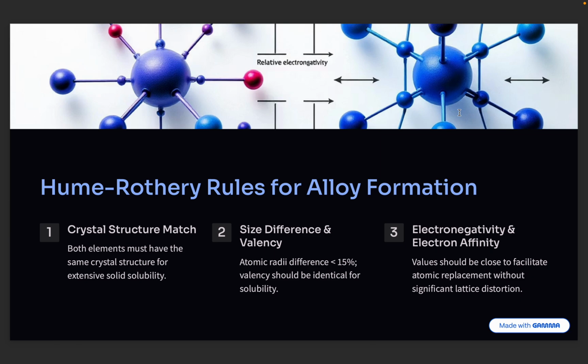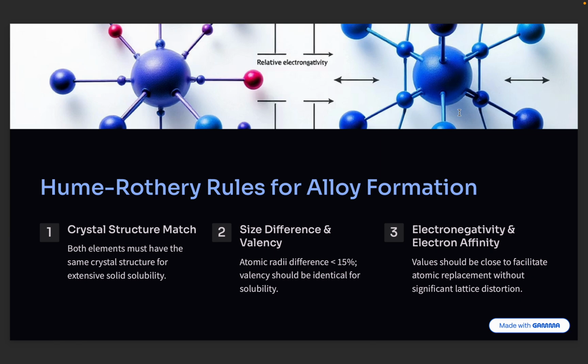So these are the Hume-Rothery rules for alloy formation. Hume was a scientist and Rothery was his student or assistant. They both combined to make this rule for alloy formation. There are three points of the Hume-Rothery rule. First is crystal structure match: both elements must have the same crystal structure for extensive solid solubility. This is the main rule of Hume-Rothery.